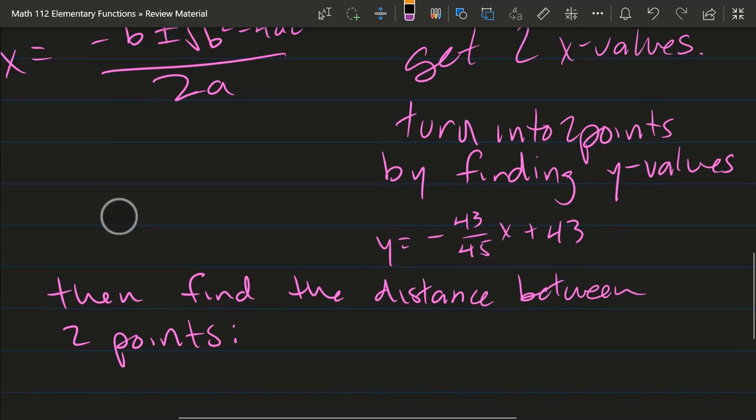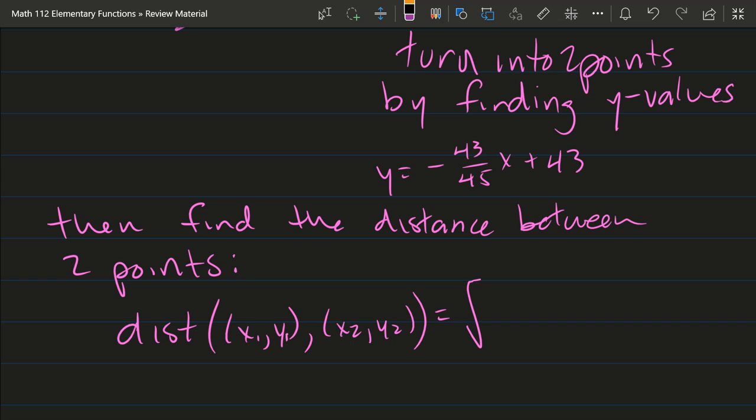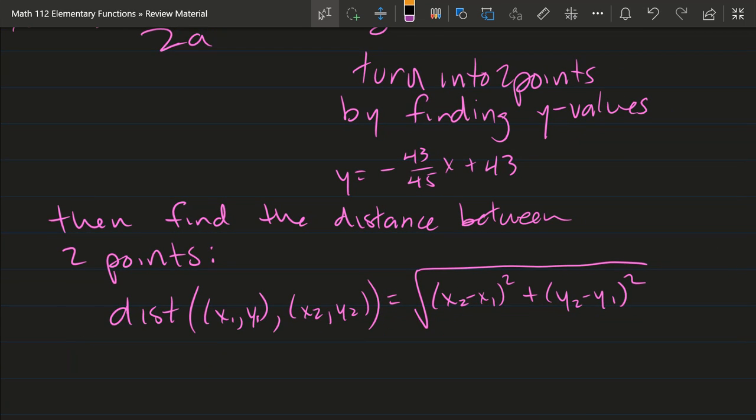And that distance formula: the distance between x1, y1 and x2, y2, so those are our 2 points, equals the square root of x2 minus x1, you have to find the x measurement between those 2 points, square that, and then the y measurement between those 2 points, and square that. That distance should be the answer to this homework question.